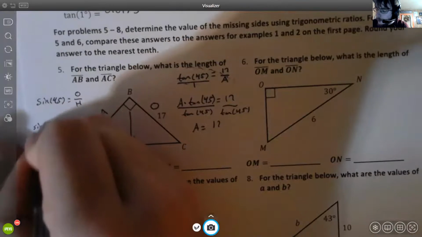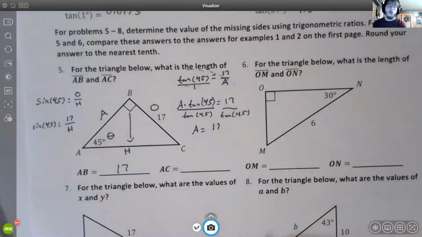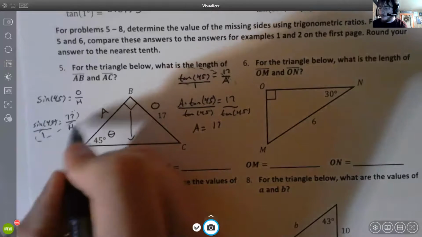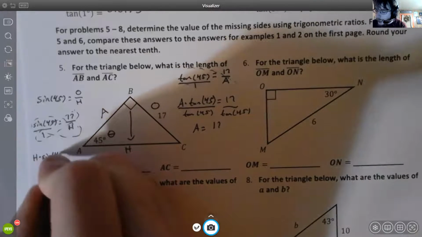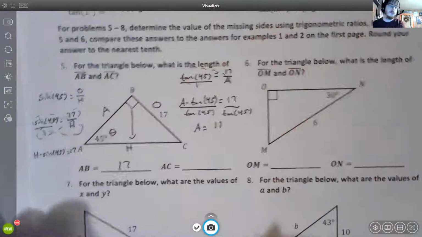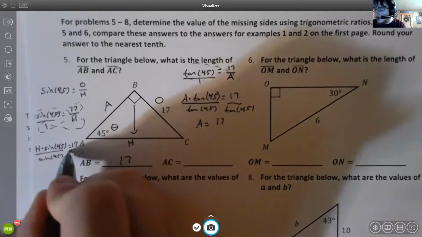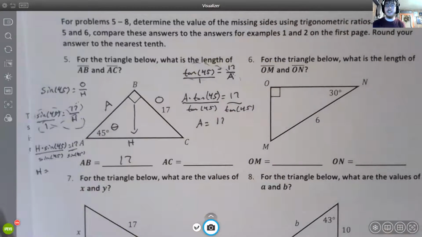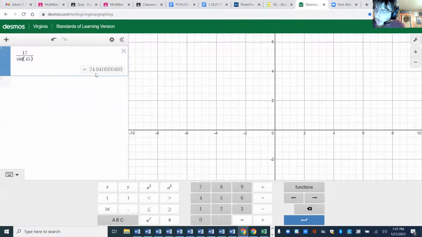So sine of 45, our O is 17, and we don't know what H is. We're going to put the sine of 45 over 1, and then we're going to cross multiply. So we get H times sine of 45 is equal to 17. And then we divide both sides by sine of 45. And if you plug that into Desmos, you get that H is approximately equal to 24.0.